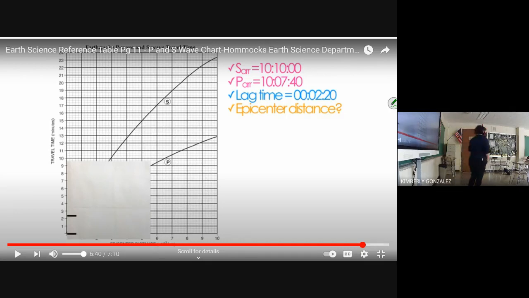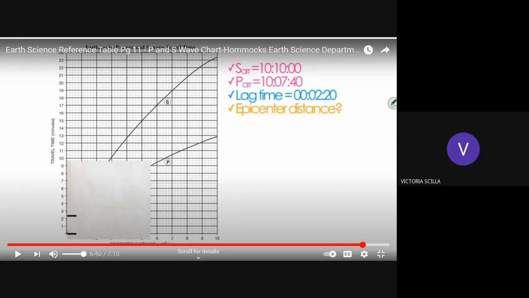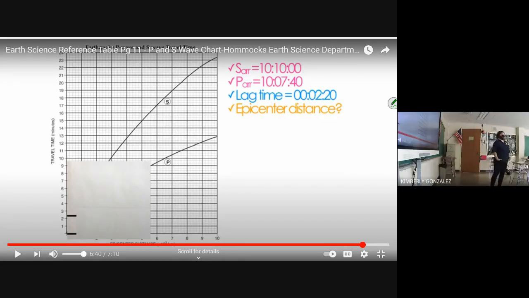Did everybody get that far? Guys at home, did you get that far? Yes. Okay. All we did was mark the 0 and the lag time, which was 2 minutes and 20 seconds. That's why you have to use the bottom of the piece of paper.